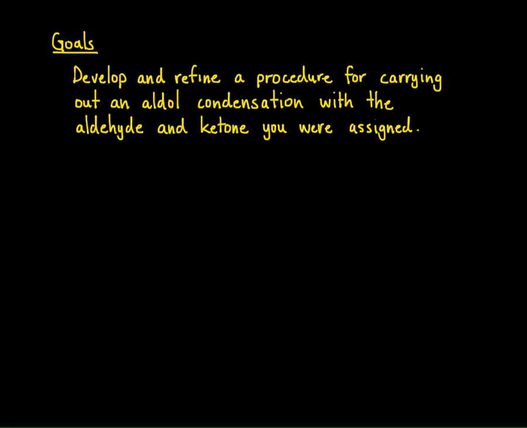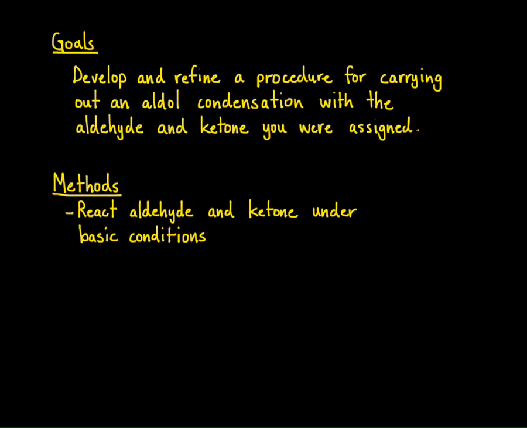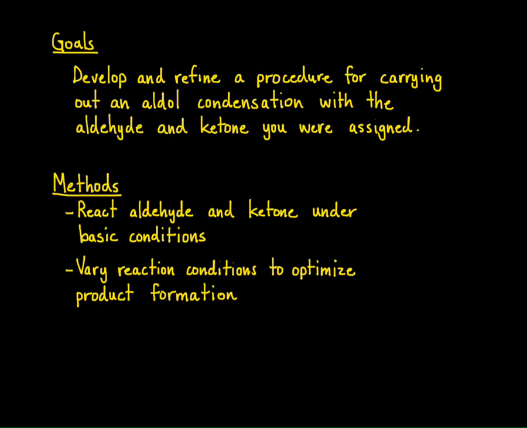The main goal of this experiment will be to develop and refine a procedure for carrying out an aldol condensation with the aldehyde and ketone you were assigned. To do this, you will react the aldehyde and ketone under basic conditions. You will then vary the reaction conditions to try to optimize the product formation and yield. You will then recrystallize your product and analyze using melting point and proton NMR.